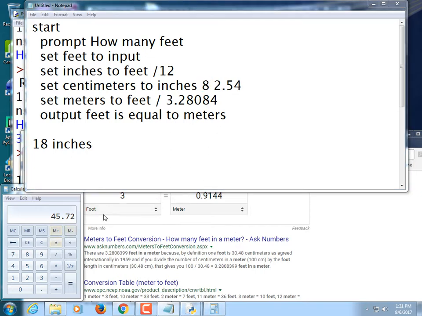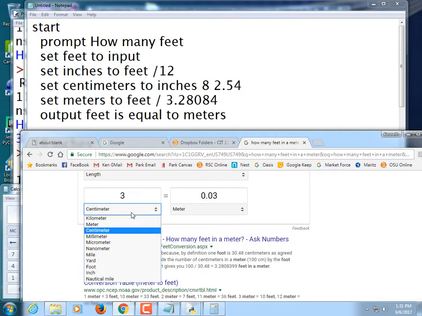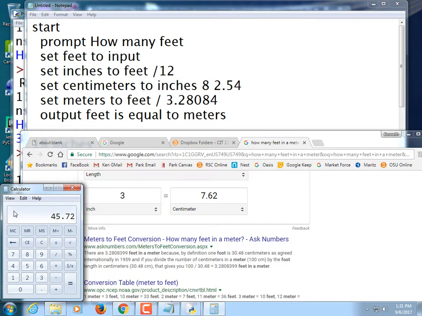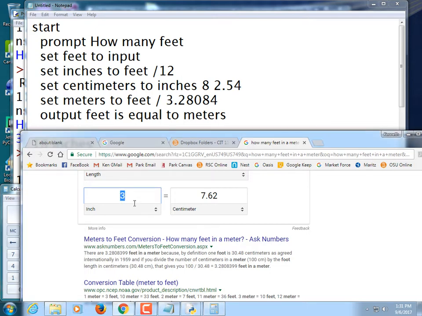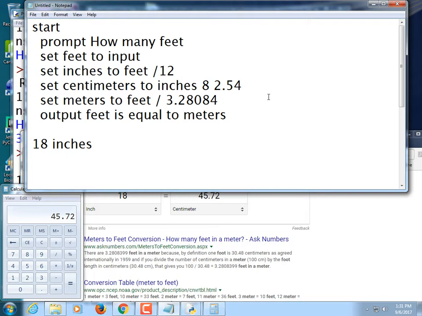So let's do centimeters to inches. No, the other way around. Inches to centimeters. Oh, I did 18. Duh. Yes, we're correct now. All right. So that's multiply.